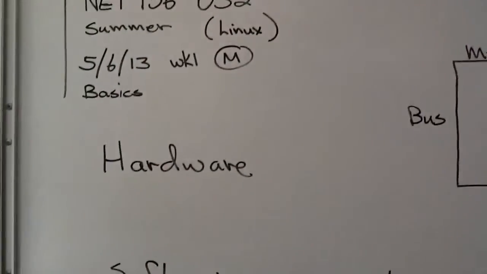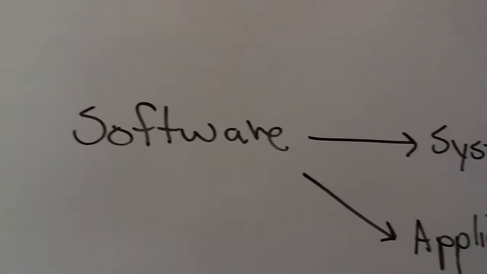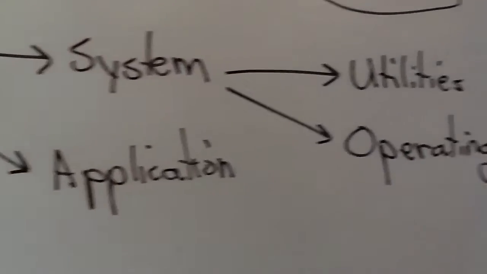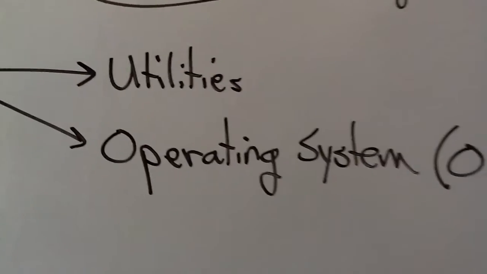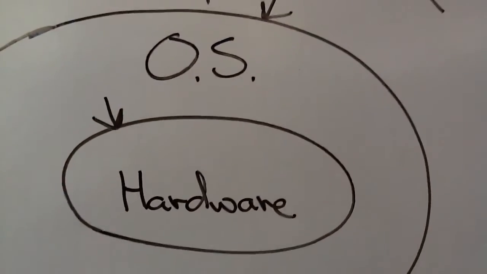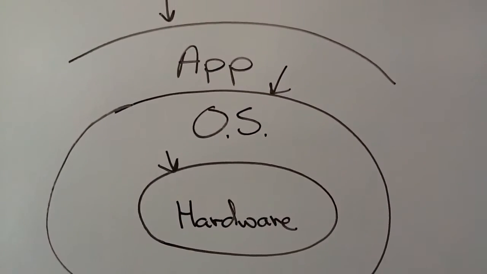Okay. Then from hardware we said software. And we talked about an operating system is software. What kind of software? It's a system software. Not a utilities. It's an operating system. The operating system is the software that communicates with the hardware. We design applications to communicate with operating systems.